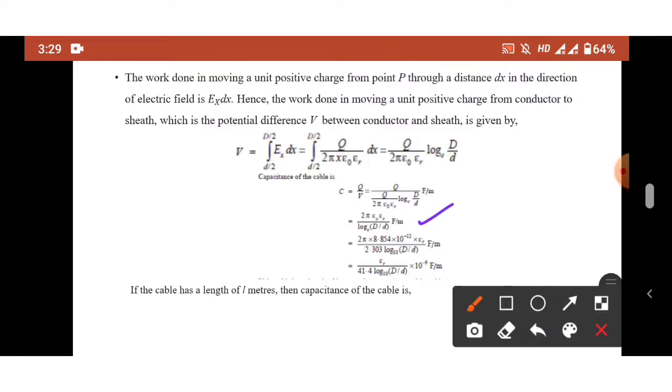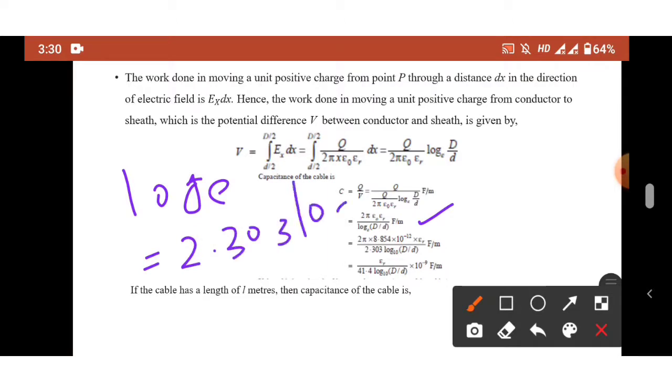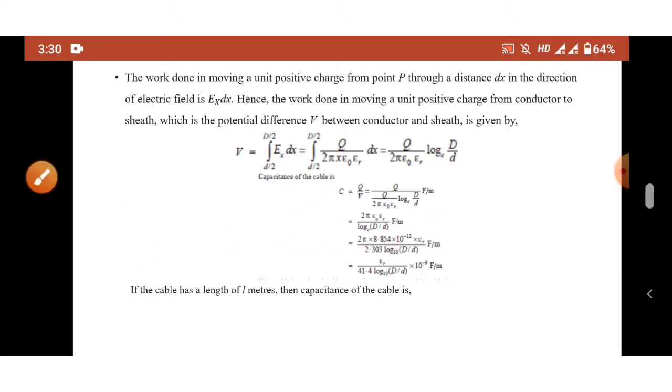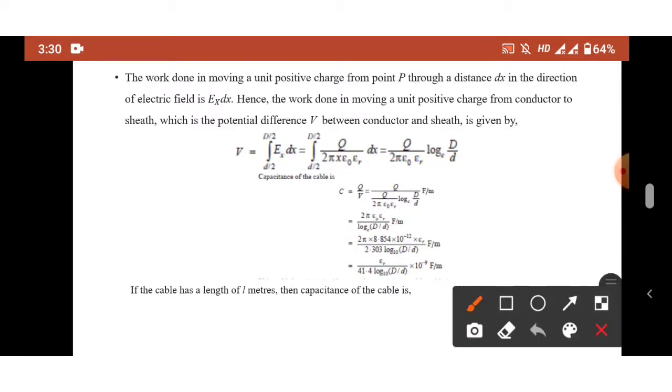When we substitute the value for epsilon 0, then we will get 2 pi into 8.854 into 10 raised to minus 12 into epsilon r divided by log e, the natural log, converted to log to the base 10. So log e is equal to 2.303 log to the base 10. That conversion is given here. So after solving, we will get epsilon r by 41.4 log to the base 10 D by d into 10 raised to minus 9 farad per meter. So this is the final equation. We can also use this equation for solving problems.